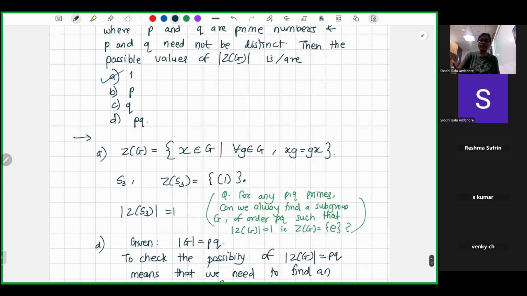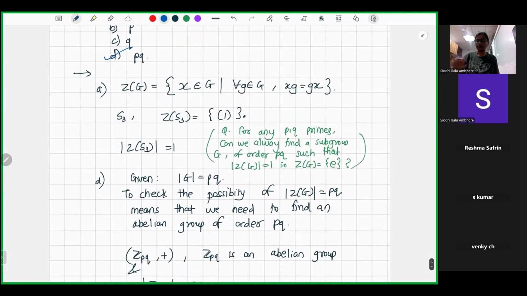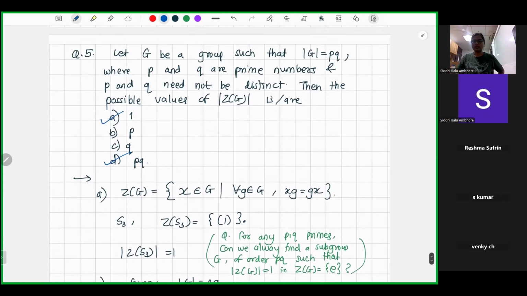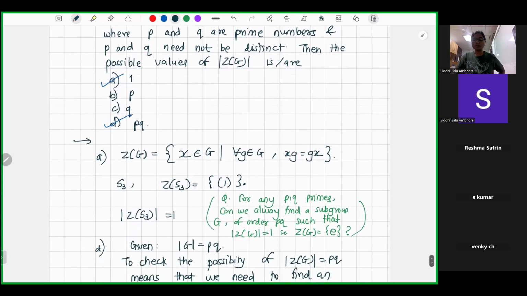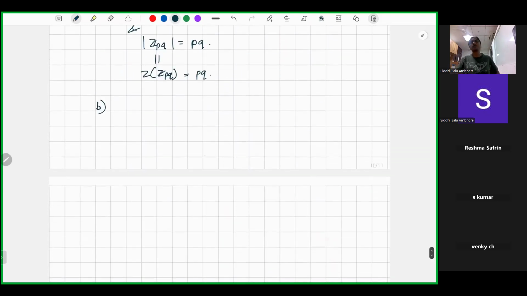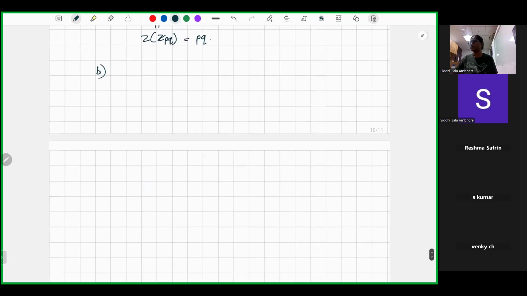So from this I had this question: for any given P and Q, we can always find an abelian group of order PQ, that is ZPQ. But for any given PQ, can we have a group of size PQ such that the center is only the identity element? Okay, so try to think of that. Now the other options are P and Q. Is it possible to have a center of the group of size P in this case?